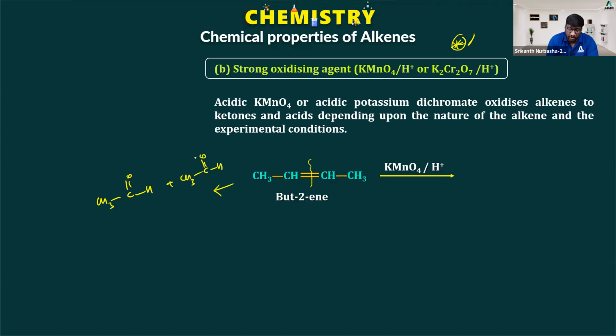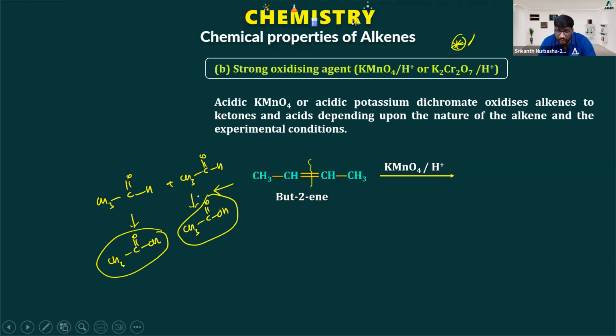Can they oxidize further or not? Because a CH bond is there, it can be cleaved again. This is an oxidizable hydrogen, so it will convert to CH3-C=O-OH, and the other one will also convert to CH3-C=O-OH. So you get 2 moles of ethanoic acid whenever you treat butene with KMnO4 under acidic conditions. Acidic KMnO4 acts as a strong oxidizing agent and reacts with the alkene to form the respective carbonyl compound or acid, depending upon the type of alkene. We just have to cleave both the carbon-carbon sigma and pi bonds.